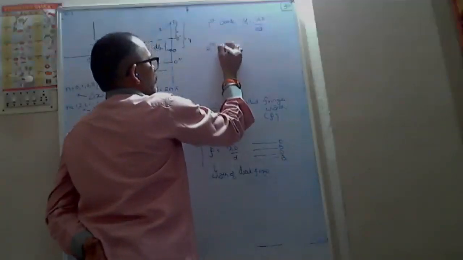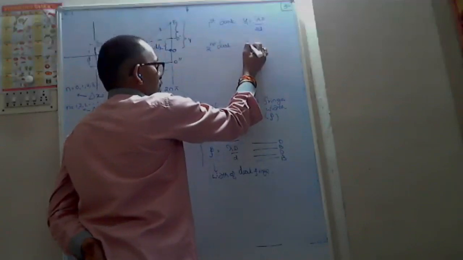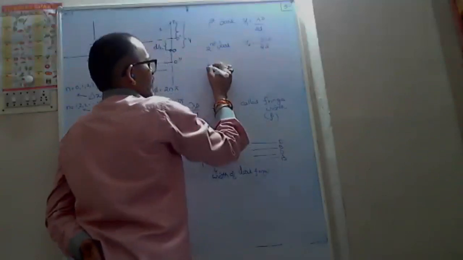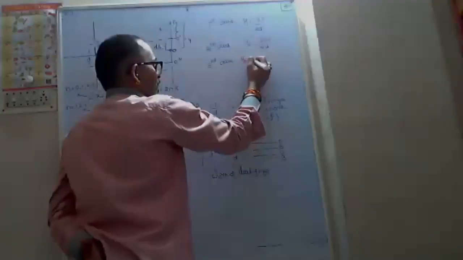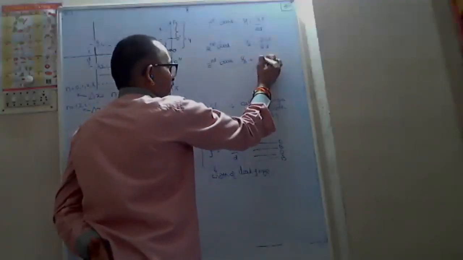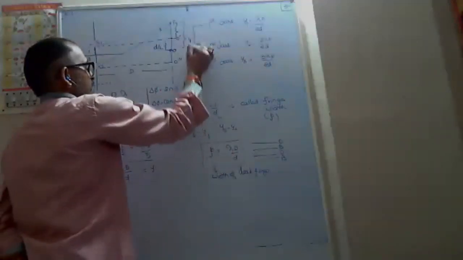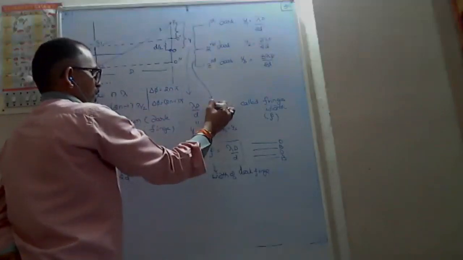Second dark: 3 lambda D by 2d, which means you are getting odd multiples. I think here also the distance is lambda D by 2d only. Lambda D by d or lambda D by 2d? Lambda D by d, sir. So between the first and second, or second and third, you are getting the same thing, lambda D by d.